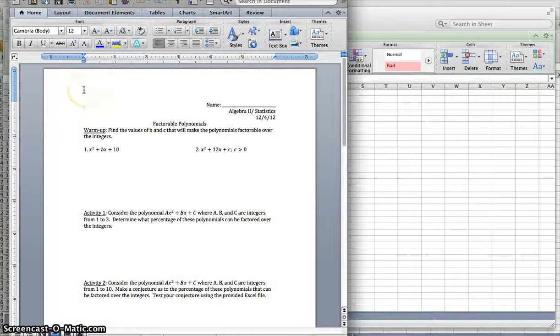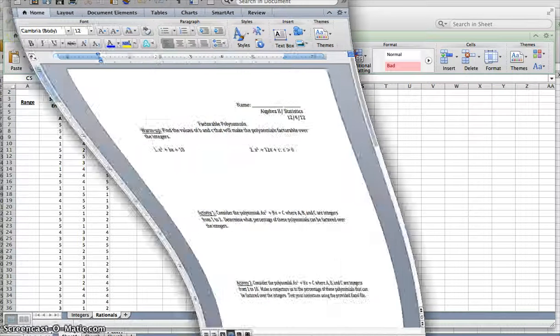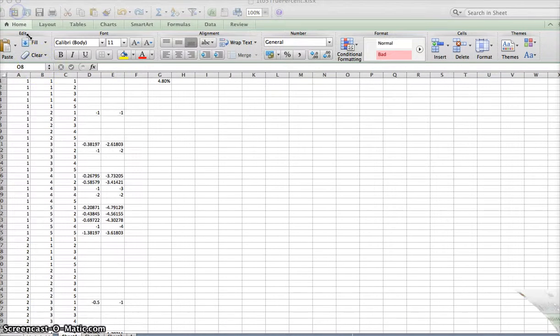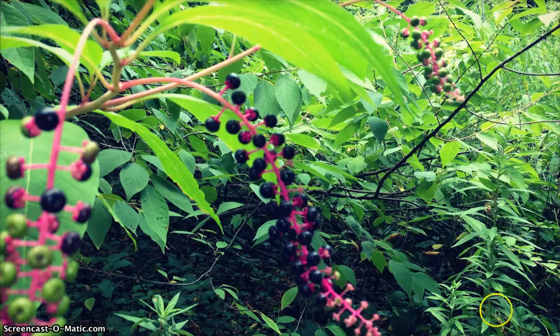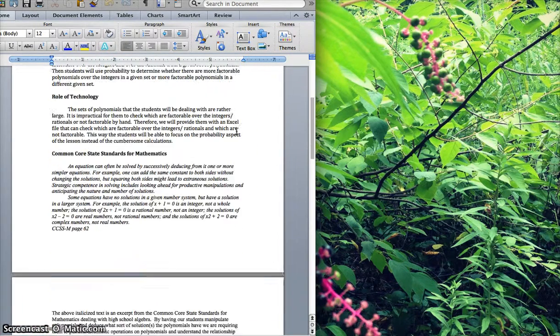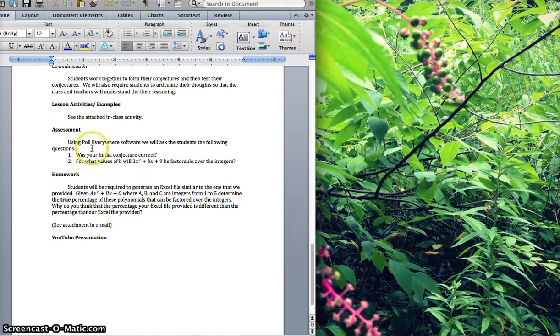Once we get through all of this, we are hoping that we have time for an assessment. We are going to use Poll Everywhere software. We're going to ask them 2 questions. We're going to ask them what was your initial conjecture, and if the initial conjecture was correct. Then we're going to ask them which values of b will make 3x squared plus bx plus 9 factorable over the integers. And that's just kind of going back to what we did at the beginning and using the different methods for factoring to solve that problem.